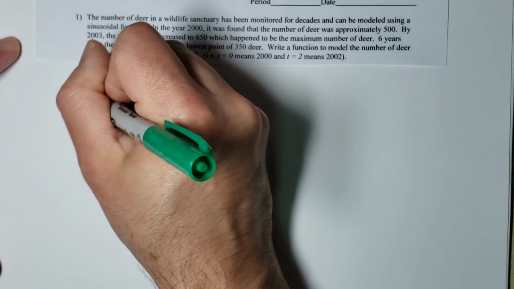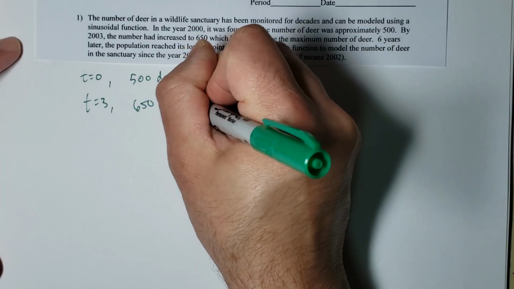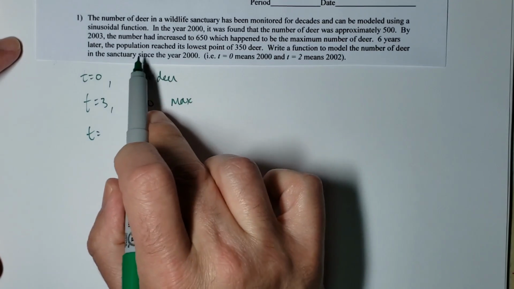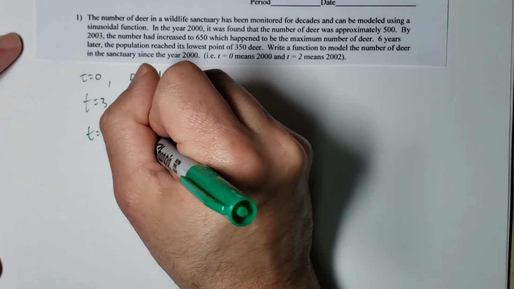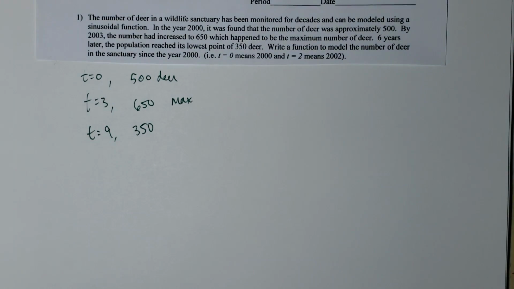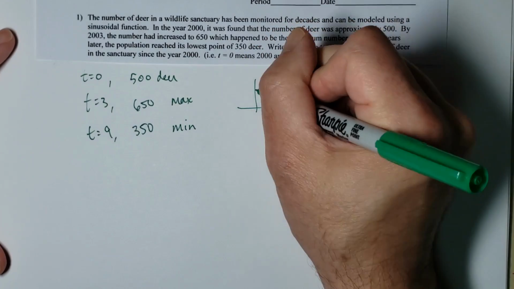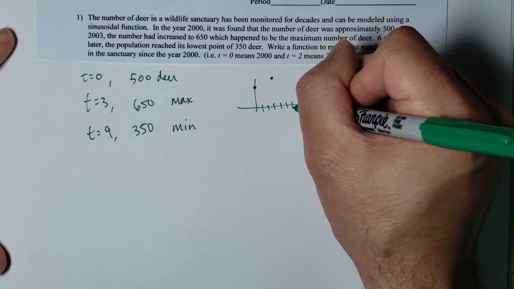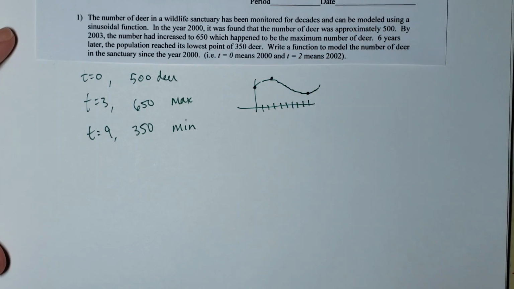And then by 2003, which is time 3, we know that it had increased to 650, and that is our maximum. And then 6 years later, which would have been when t equals 9, we're at our minimum, which is 350 deer. Okay, and that is our min. So if I do a quick sketch of this, here's 500. I go 1, 2, 3, up, 1, 2, 3, 4, 5, 6, down, and then you can see that that is my sinusoid that I have to deal with here.